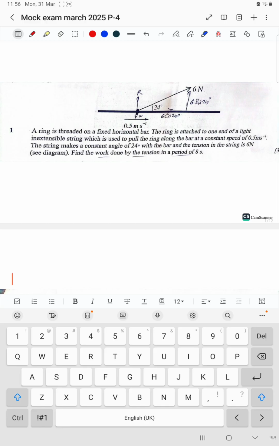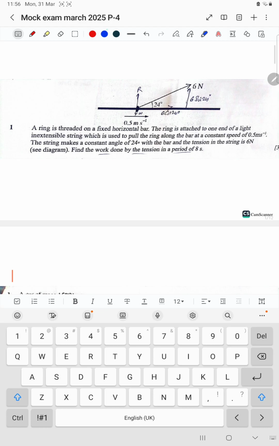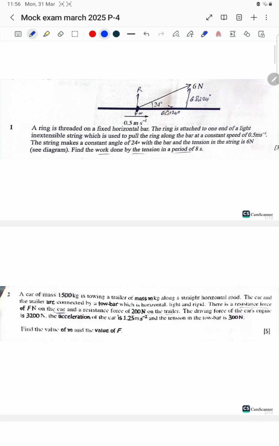The string is inextensible and is used to pull the ring along the bar at constant speed. Yes, the tension in the string is 6 Newton. So I have resolved the tension into its components: along the horizontal is 6 cos 24 and the vertical component is 6 sin 24. Now we have to find the work done by the tension in the string.